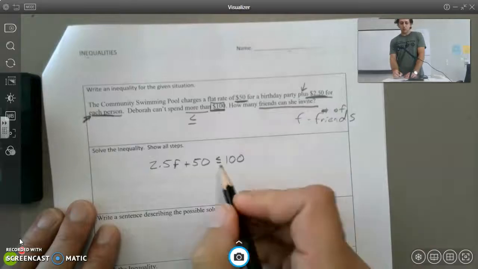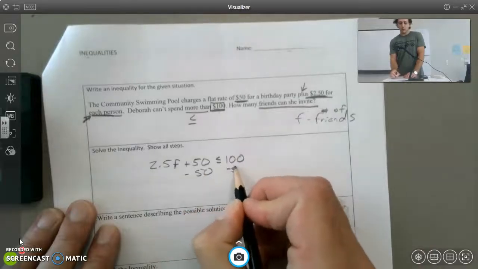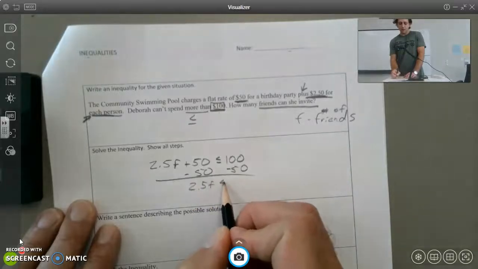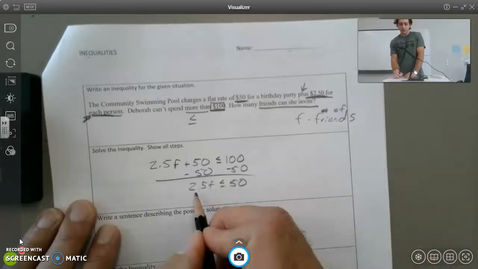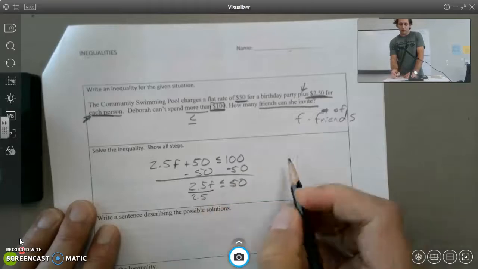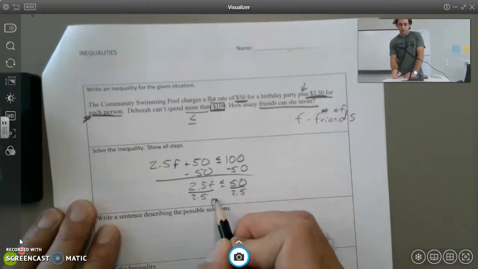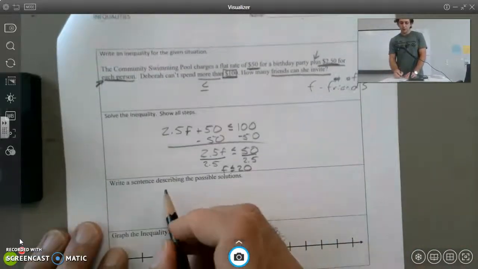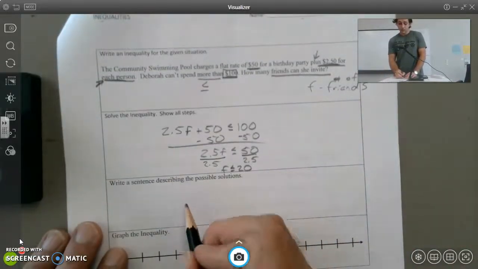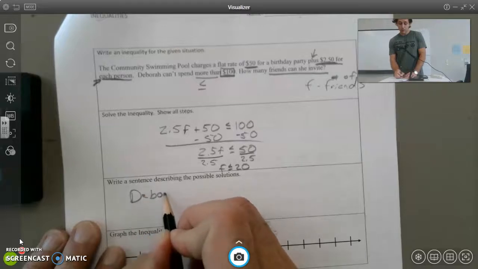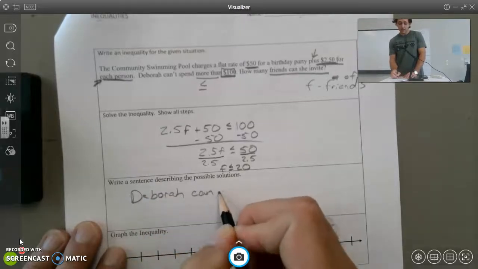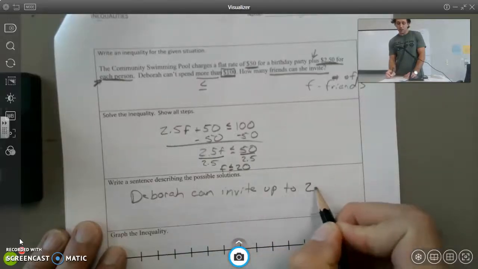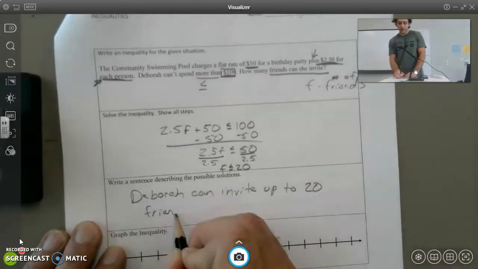So spend a total of 100. Subtract 50 from both sides of my inequality, and 2.5f is less than or equal to 50. If I divide by 2.5, the number of friends is less than or equal to 20. So Deborah can invite up to 20 friends, or no more than 20 friends.